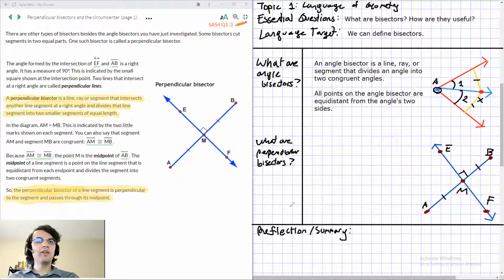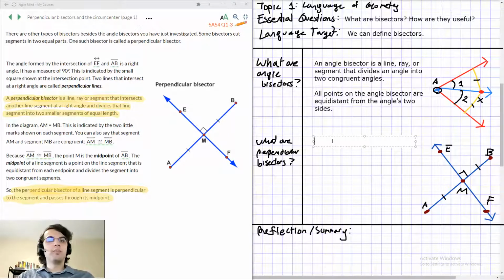And now let's add our definition. So I'm going to extract only the relevant information from the paragraphs on the left, right? So I see a perpendicular bisector is a line, ray, or segment that intersects another line segment at a right angle and divides the line segment into two smaller segments of equal length. I also see the perpendicular bisector of a line segment is perpendicular to the segment and passes through its midpoint, right? So let's take notes on that.